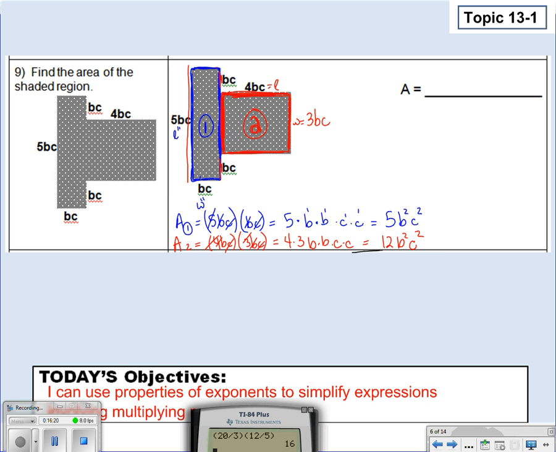So to get the total area, I have to add the area from the first one and the area from the second one. So I can say 5 plus 12, that is 17. And my variables must stay the same, B squared, C squared. This comes back to combining like terms. Notice we did not change what the variables were because we are not multiplying the 5 and the 12. We are adding them together. So when we're adding, those last terms are going to stay the same. So our area for the total is 17B squared C squared.